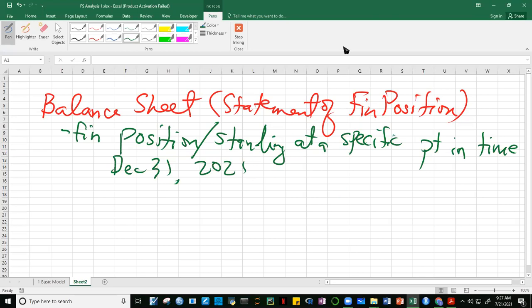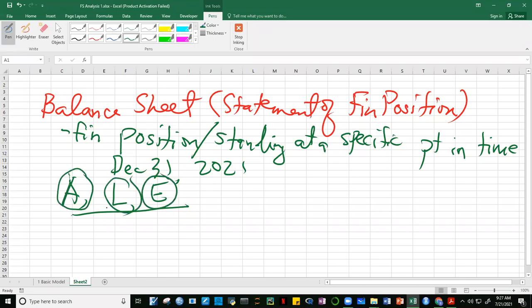What we find in the balance sheet are your assets, your liabilities, and your equity. So these are the three main components of your balance sheet, di ba? You have the resources owned by the company, and then it tells us how the resources, how the assets have been financed, either by debt, inutang, or by infusion of capital by the owners, equity.